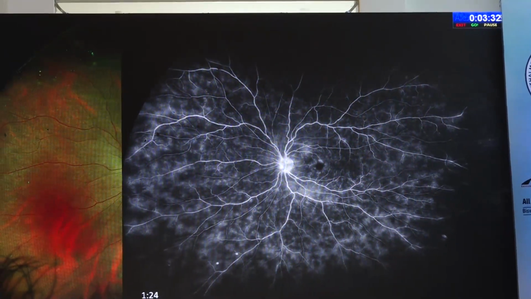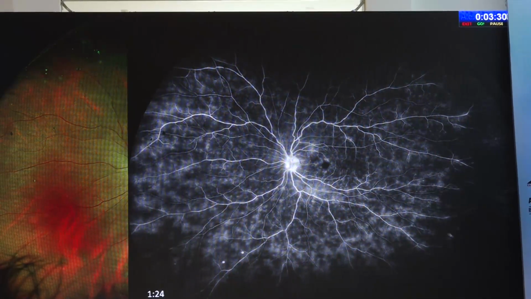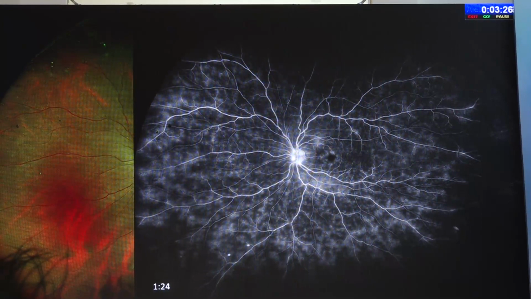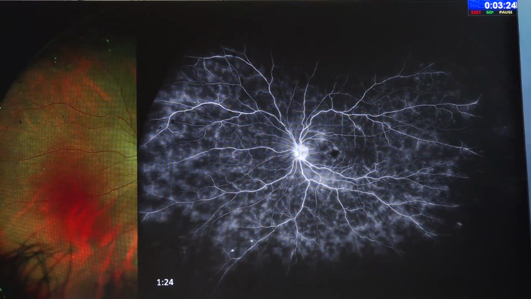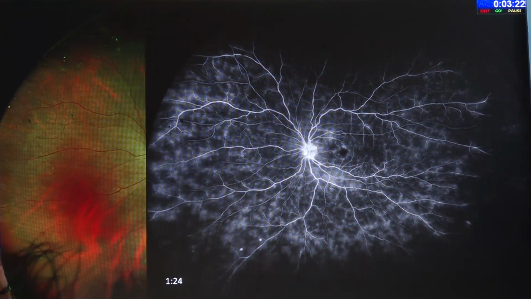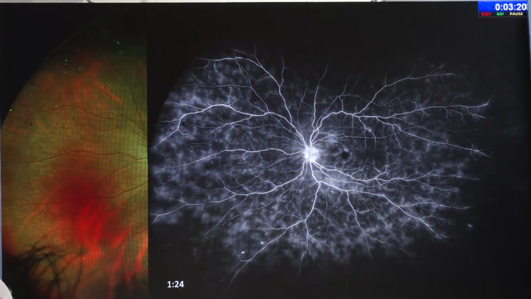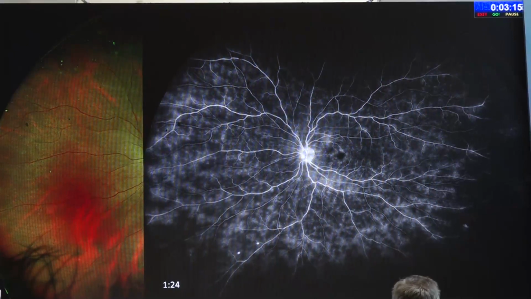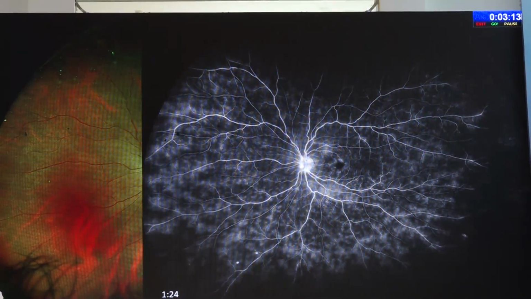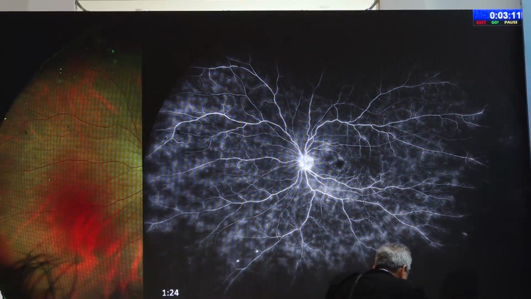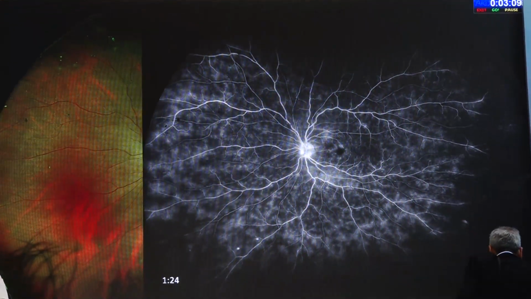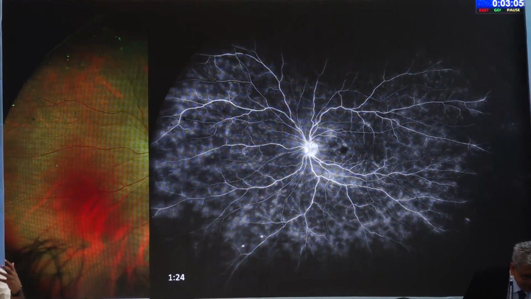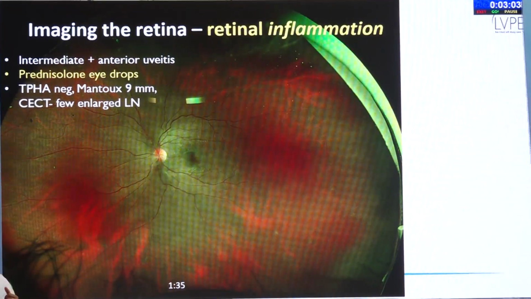Now let's move back to something else. This was a patient of intermediate uveitis who was being treated with topical steroids because there was no inflammation seen in the posterior segment. However, when we did an OCT, we found a CME in the left eye of this patient, and when you do the fluorescein angiogram, you see the extensive leakage that you can pick up on the fluorescein angiogram. This shows the extent of retinal inflammation in this patient.